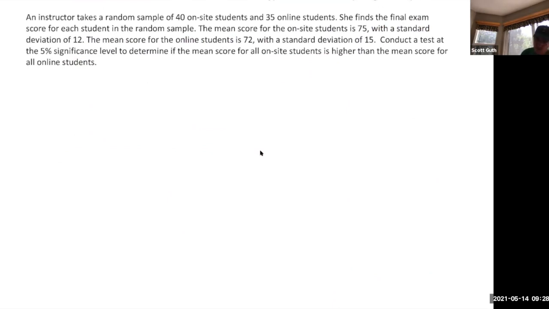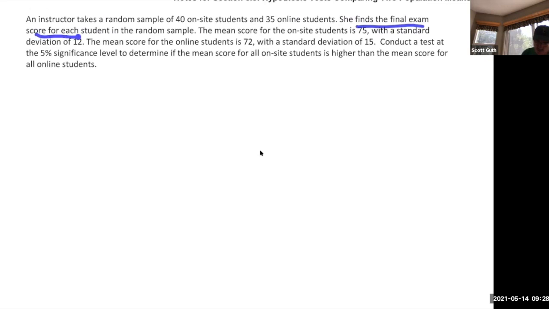Okay, so it says an instructor takes a random sample of 40 on-site students and 35 online students. She finds the final exam score for each student in the random sample. The mean score for on-site students is 75 with a standard deviation of 12. The mean score for online students is 72 with a standard deviation of 15. Conduct a test at 5% significance level to determine if the mean score for on-site students is higher than the mean score for online students.